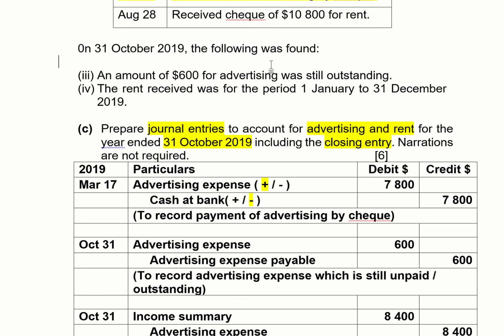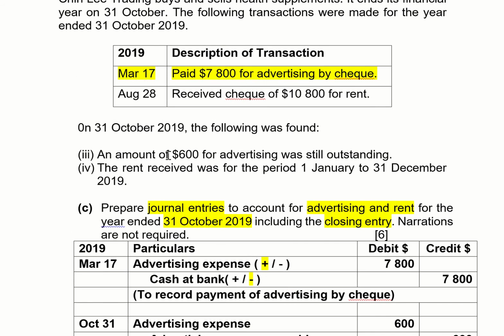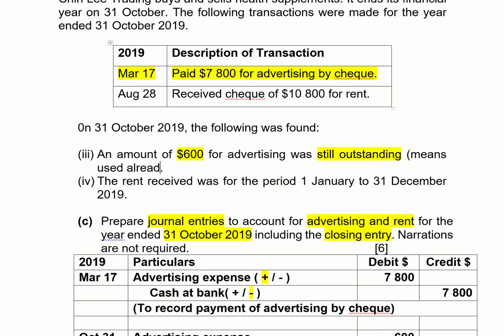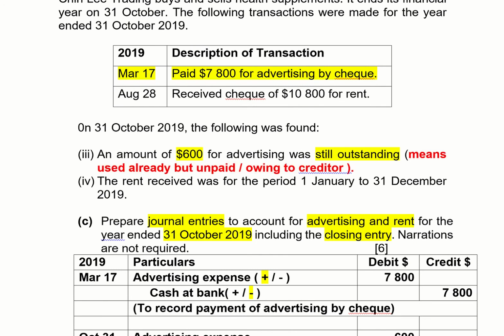Next, you continue to read. When you continue to read, you see here an amount of $600 for advertising is still outstanding. Still outstanding means what? Still outstanding means used already but unpaid. Unpaid, owing to the creditor. It means used already but is unpaid, is still owing to the creditor.